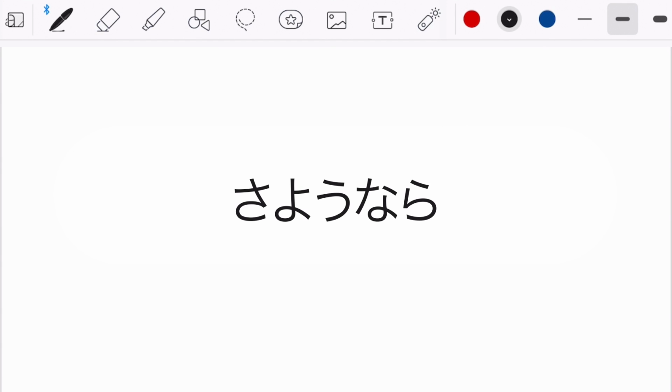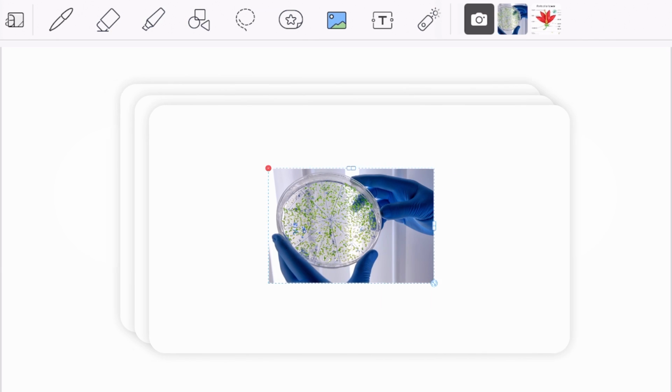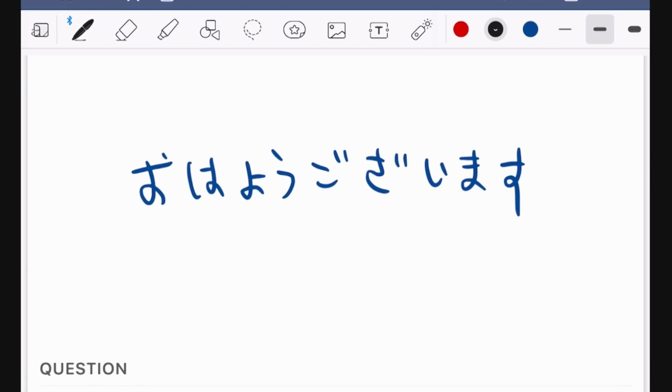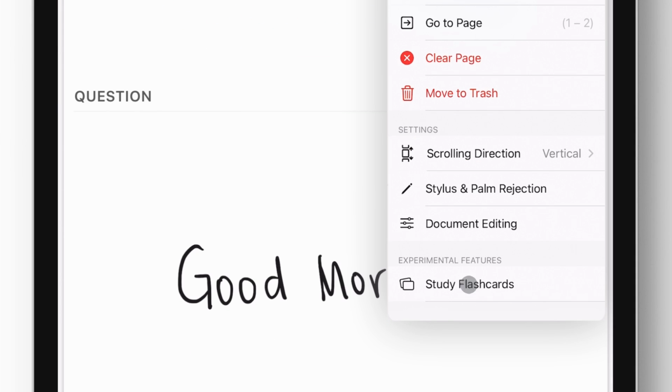The benefit of creating your flashcards in GoodNotes is that you're not limited by what you can type. You can easily draw diagrams, write out equations, or insert images as you need. Then, to activate the flashcards, tap the three dots on the top right, and then Study Flashcards.